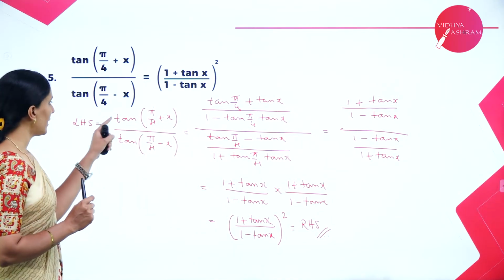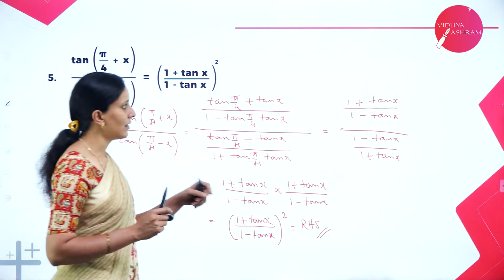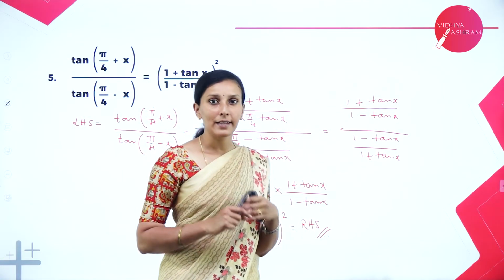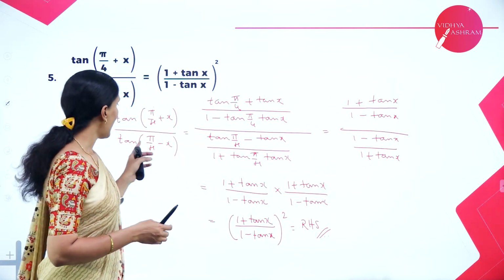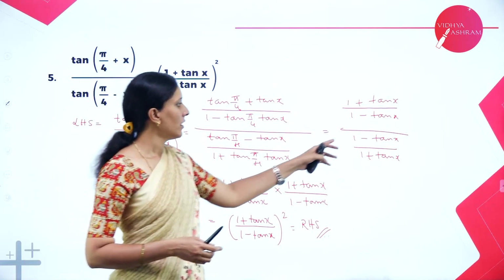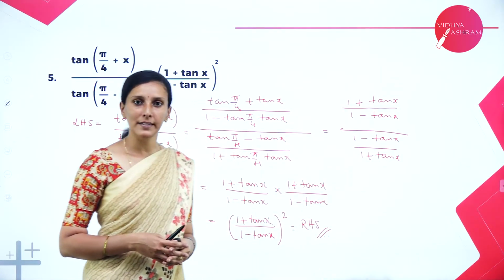You can also take tan pi by 4 plus x as 1 plus tan x by 1 minus tan x as one more identity, and tan pi by 4 minus x as 1 minus tan x by 1 plus tan x.